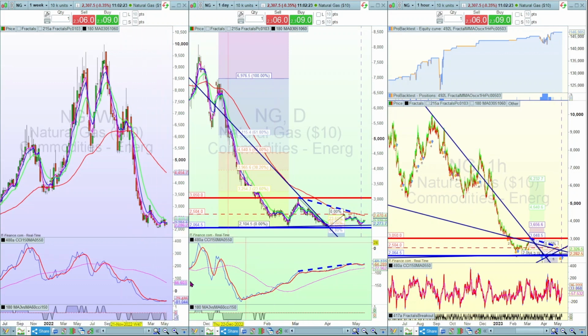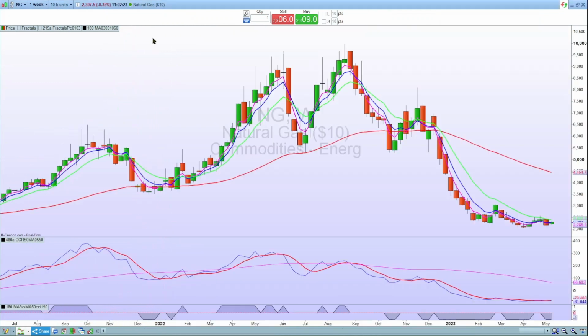First we look at the weekly and the daily trends, and this indicator. Let's look at the weekly first. So this indicator down here combines the triple moving average of the price chart, which is a moving average 60, 3 and 5, along with the moving average of the CCI 150, which is moving averages 5 and 50.